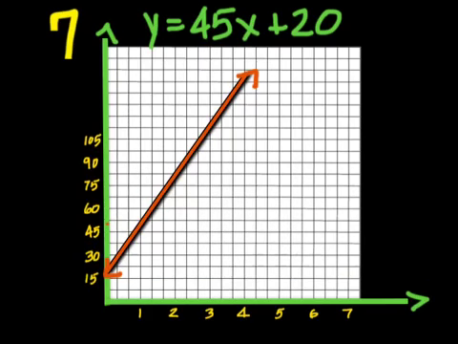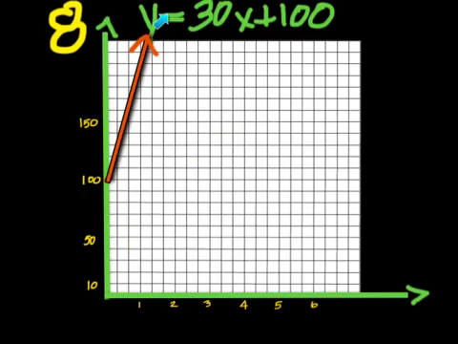Number 7, y equals 45x plus 20 is the equation. Again, I went every third mark, and I did that for all of these 6 through 10 on the x-axis. But on the y scale, I chose to go up by 15 every 2 marks to spread it out a little bit.